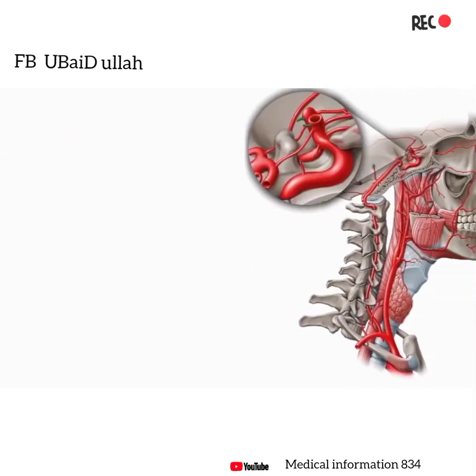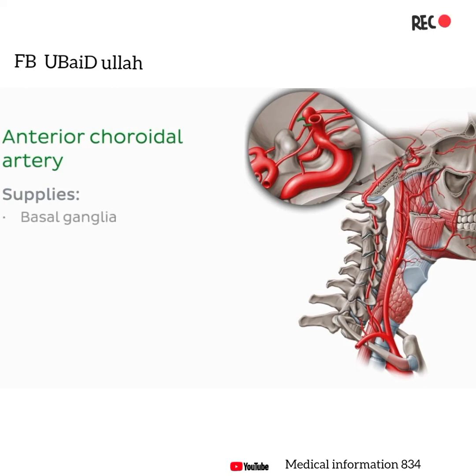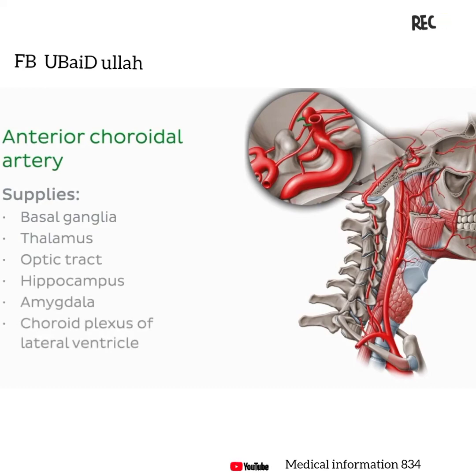Next up is the anterior choroidal artery, which although is small in caliber, is big in importance due to the structures it supplies. It arises from the posterior aspect of the C7 segment of the internal carotid artery and gives off branches to deep structures of the brain, such as the basal ganglia, the thalamus, the optic tract, the hippocampus, the amygdala, and the choroid plexus of the lateral ventricles.